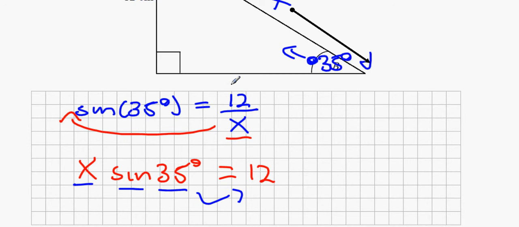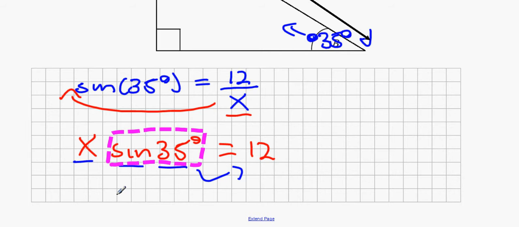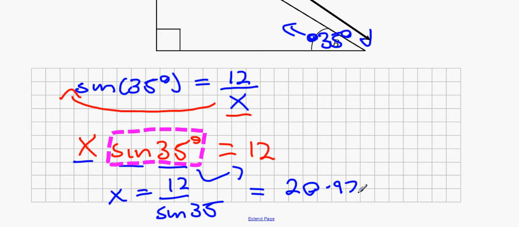Two things to remember about sine. Sine and the 35 are linked together. They cannot be separated, okay? Now, in order to bring it over to the other side, X is currently being multiplied by sine 35, which means when it goes over the other side, it's now going to be in division. So X equals 12 divided by sine 35. And 12 divided by sine 35 is going to be 20.92. So 20.92. Okay?